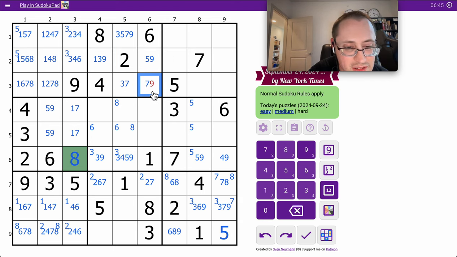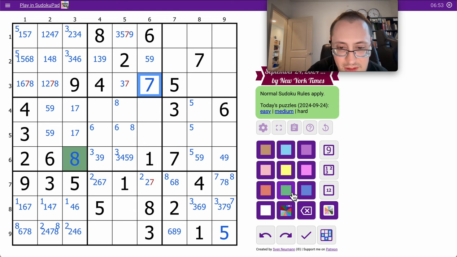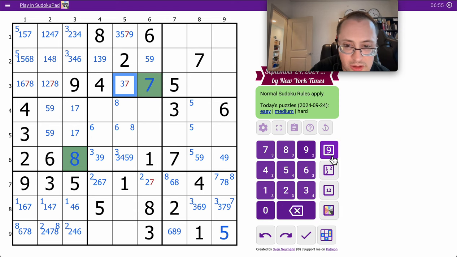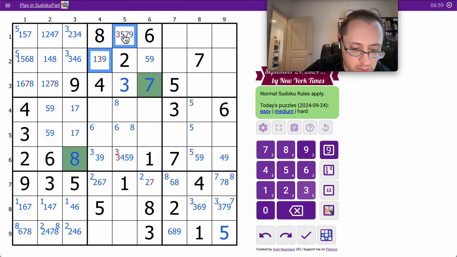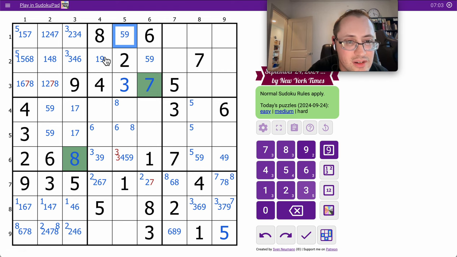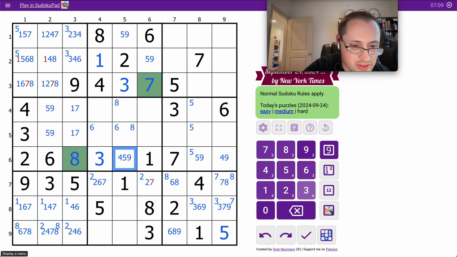This is... Okay, this sees 1, 3, 5, and 9. It must be 7. Okay, so that takes 3 out of these, and this is not 7, for that's the only place for 1. 3 is now placed in row 6.